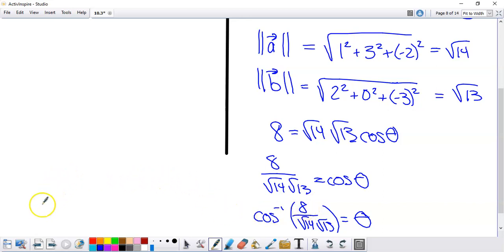We're going to do one more video within this little introduction to the dot product, and it's going to involve two calculations called the component and the projection of one vector onto another.